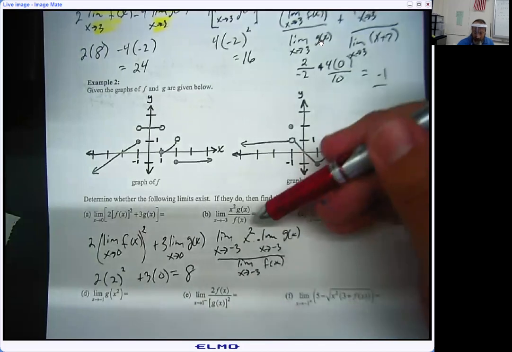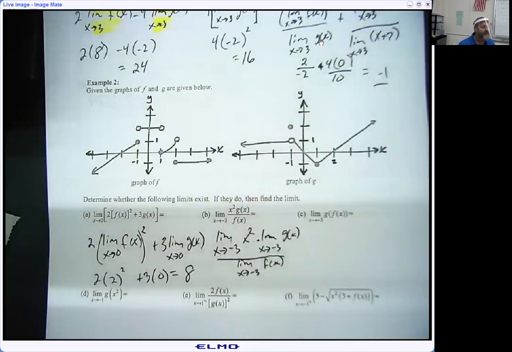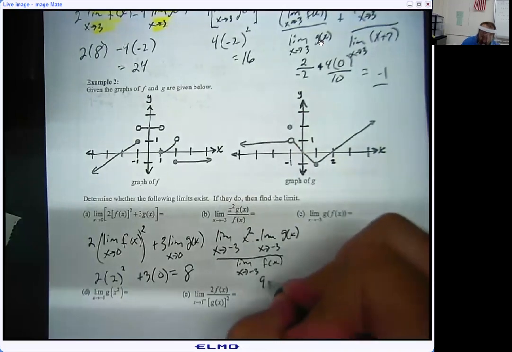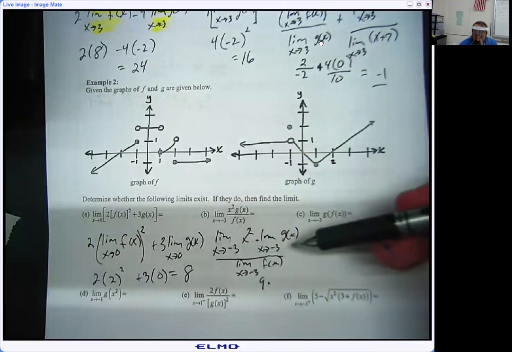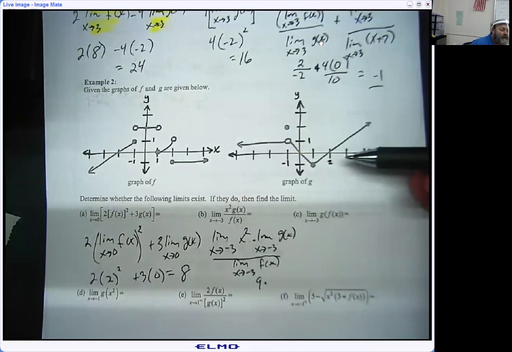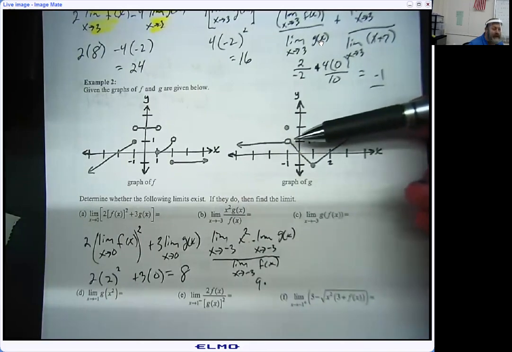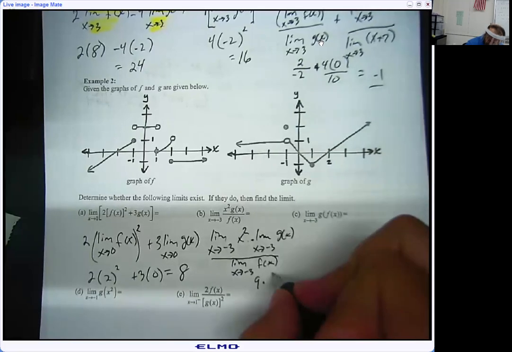So, what is the limit of this first chunk right there? This is supposed to be easy. As I get really close to -3, what does x squared get close to? 9. Easy peasy, just plug it in. Don't make it harder than it is. How about g though? As I get close to -3, what do you see? It's 1, because g appears to simply be a nice horizontal line that goes forever in that direction.